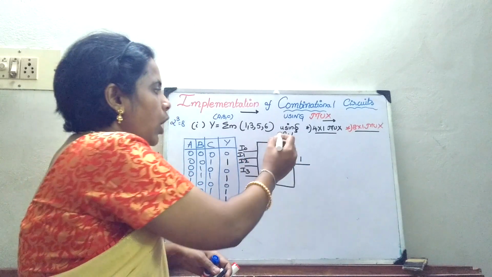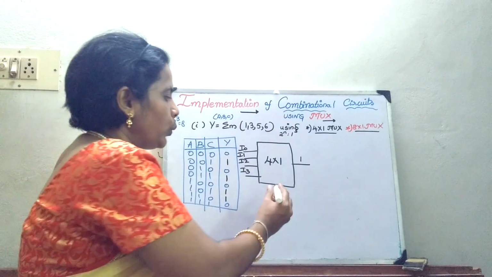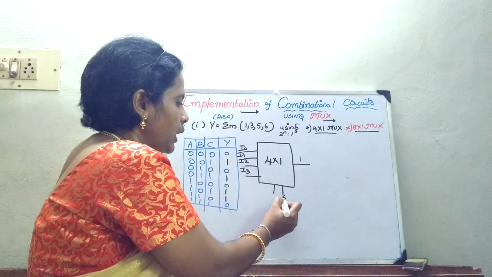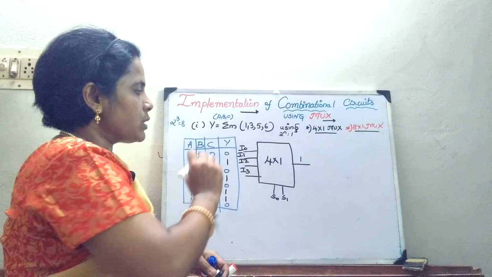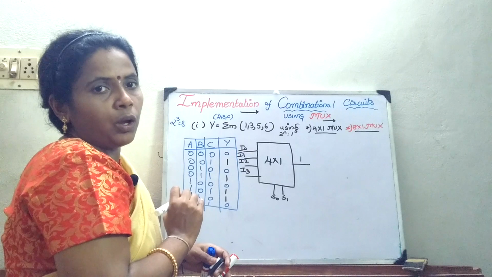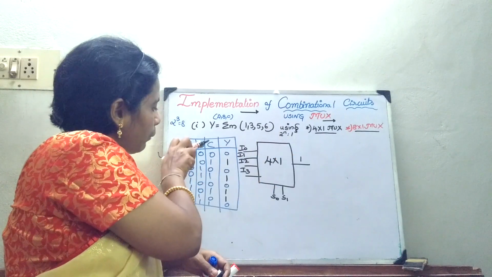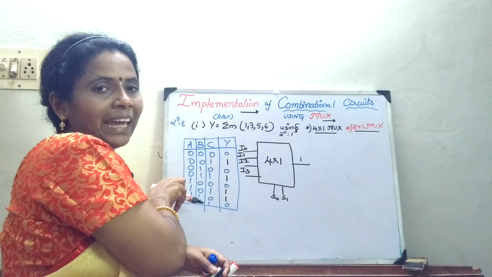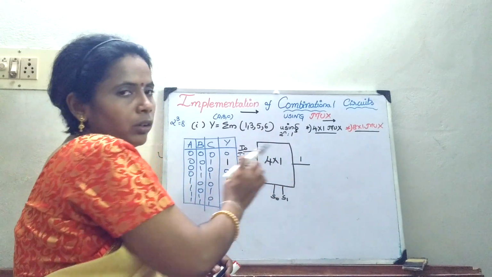How many select lines will be there? 2 power 2, so you will have 2 select lines, S1 and S0. Now this is a general diagram you should know. What is the condition here? I am going to implement the 8 variable function in a 4x1 mux.